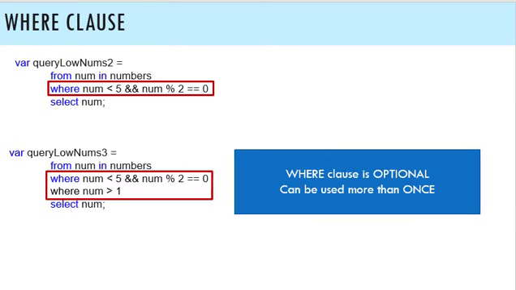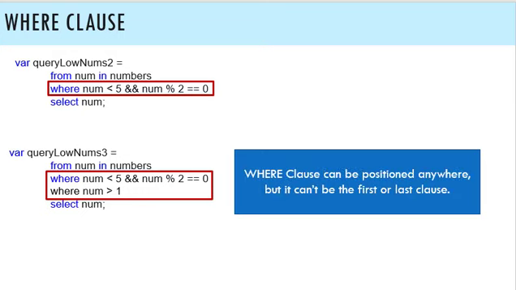The where clause is used in a query expression to specify which elements from the data source will be returned in the query expression. It applies a Boolean condition to each source element, referenced by the range variable, and returns those for which the specified condition is true. A single query expression may contain multiple where clauses, and a single clause may contain multiple conditions. The where clause can be positioned almost anywhere in a query expression, except it cannot be the first or last clause.